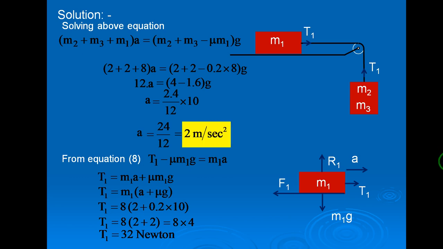The acceleration is 2 meter per second square, and the tension in the string, or tension in the cord, is 32 Newton.